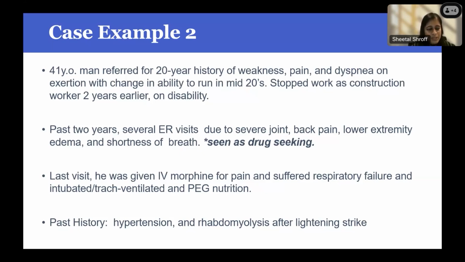Now, in the last visit, he was given IV morphine because of the pain, and he ended up with respiratory failure, was intubated, unable to extubate, so he got a trach and then a PEG placed as well for nutritional support. Past history: he had hypertension and a history of rhabdomyolysis after a lightning strike. So that's the past history. Next slide, please.